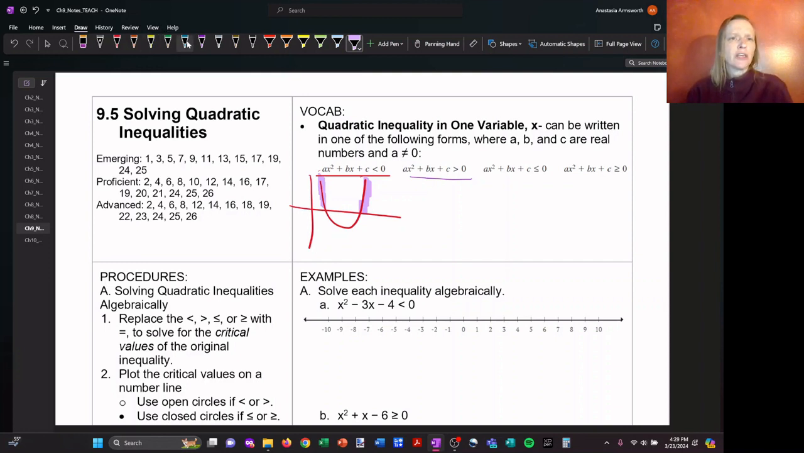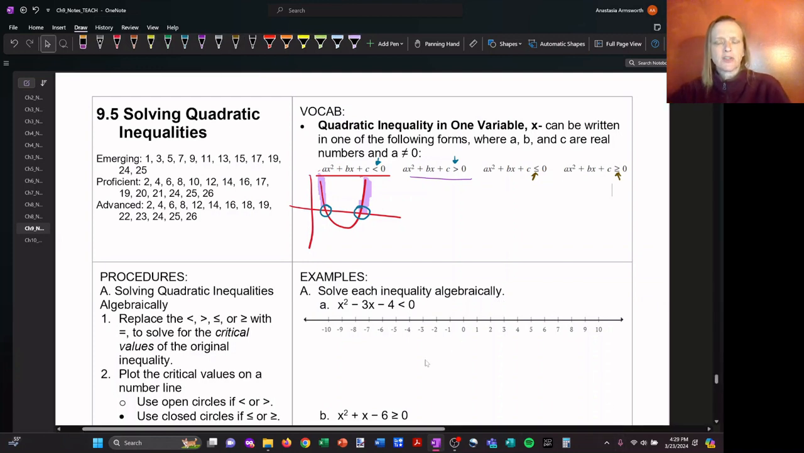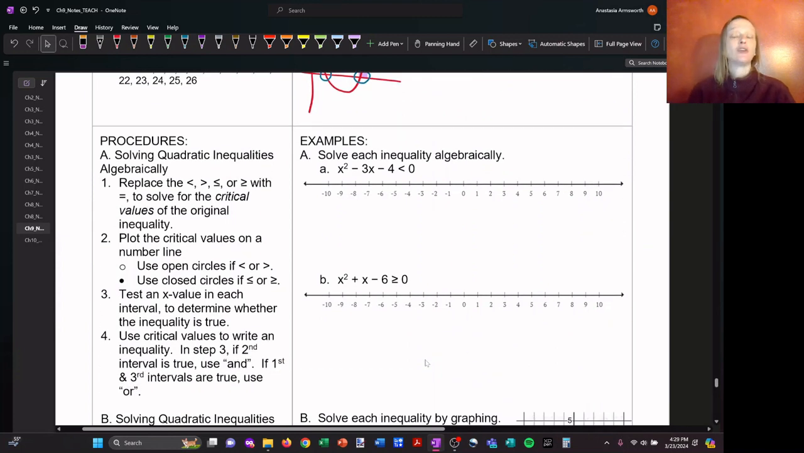Also, just like we learned earlier in the year, sometimes we're going to include this data point in the inequality, in which case we're going to have to color that point in because this point is included in the solution. And other times we'll leave an open circle there. That's the difference: we'll use an open circle for when we have a greater than or less than inequality, and we'll use a closed circle when we have a less than or equal to or greater than or equal to sign. So let's look at how to solve a quadratic inequality algebraically.